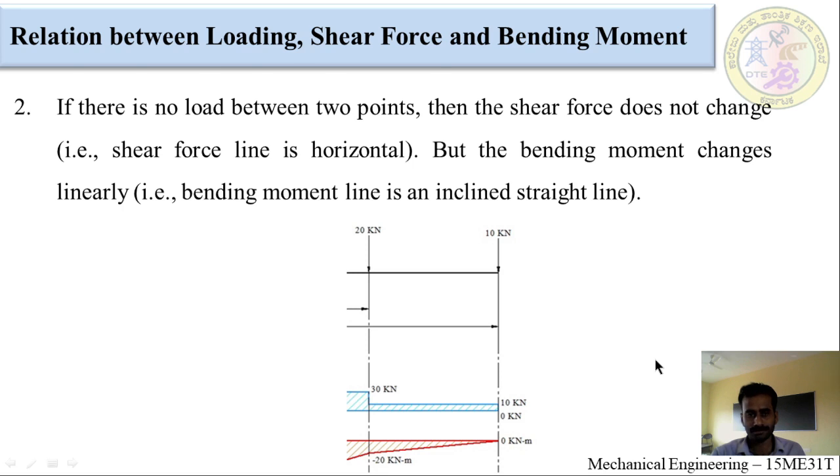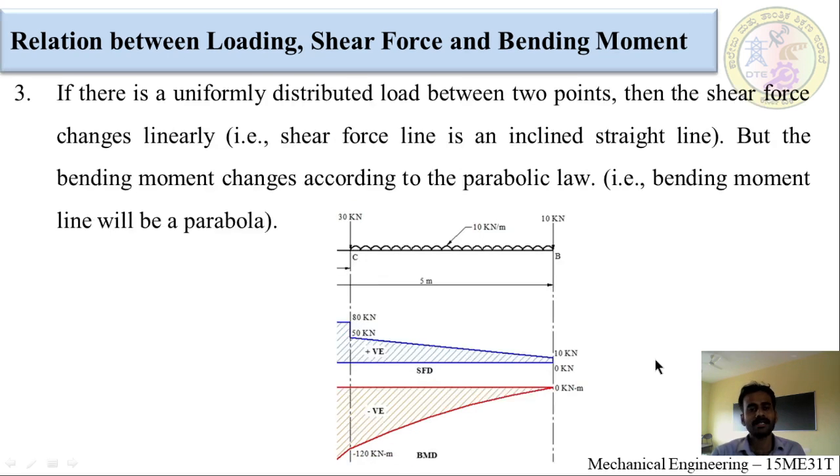So this you have to note. The third case, if there is a uniformly distributed load between 2 points. If there is a uniformly distributed load, UDL, between the 2 points, then the shear force changes linearly. Shear force will vary linearly, that is, it increases gradually. So the shear force line is an inclined straight line, but the bending moment changes according to a parabolic law.